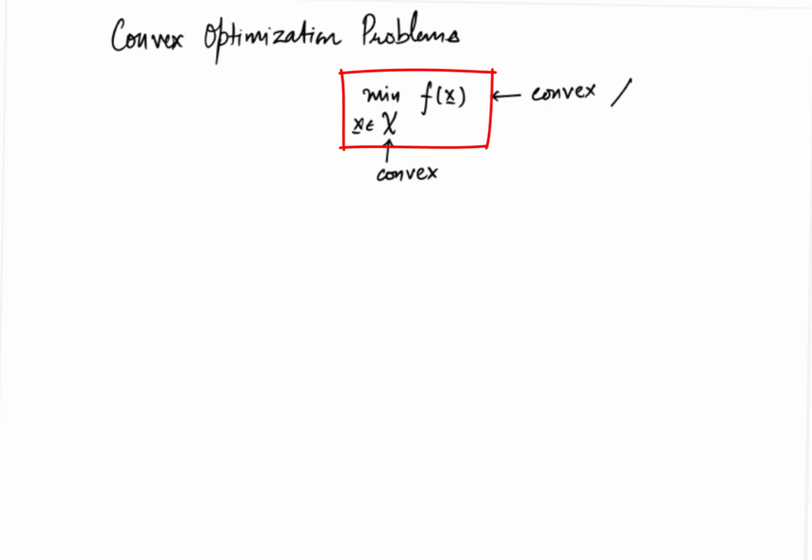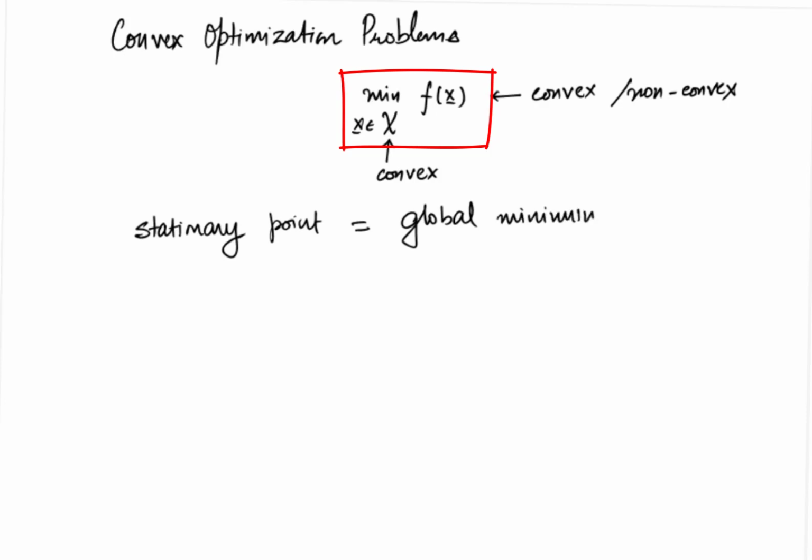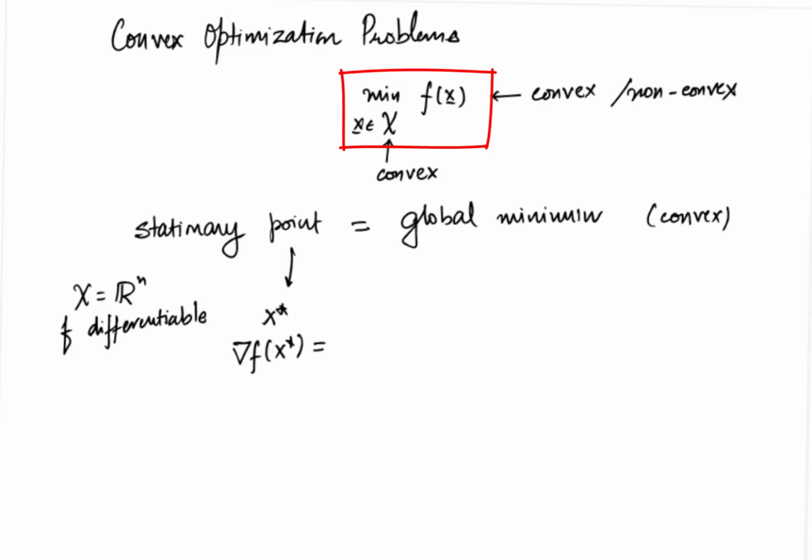Sometimes we will consider the case when f is a non-convex function. The analysis of convex optimization problems is easier than that of non-convex optimization problems. This is because for convex functions, a stationary point is also a global minimum. Suppose for a moment that the set calligraphic X is a space of all n-dimensional vectors, and also assume that f is differentiable everywhere. Then a stationary point is a point x star such that the gradient of f at x star is equal to 0.